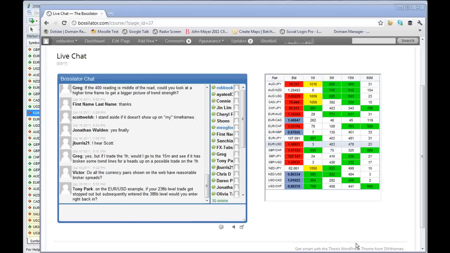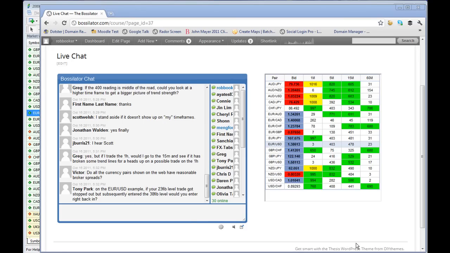Victor says, do all the currency pairs shown on the web have reasonable broker spreads? Yeah, they do. The highest spread of all of them is probably the Australian dollar, New Zealand dollar, but some individuals even have a 5 or 6 pip spread on that pair, or even lower.